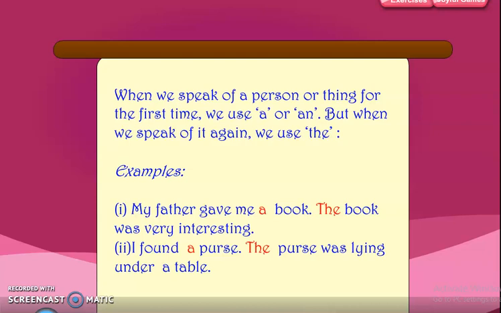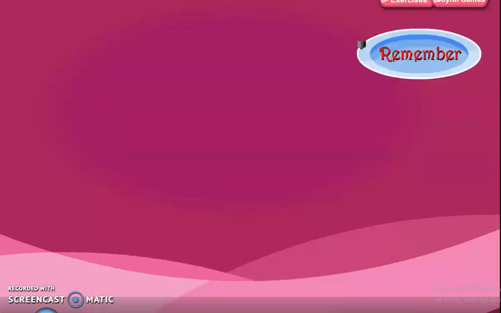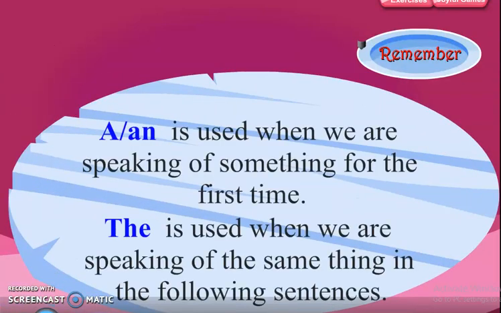Now, again here, जब हम पहली बार किसी चीज के बारे में बात कर रहे हैं तो we don't know, a specific or particularity will not be there. So, we will use a or an. But उसी इंसान या उसी चीज के बारे में हम दोबारा बात कर रहे हैं तो हमें पता है कि हम उसी चीज या उसी इंसान के बारे में बात कर रहे हैं. Then, we will use second time the. Remember, a or an is used when we are speaking of something for the first time. The is used when we are speaking of the same thing in the following sentences.